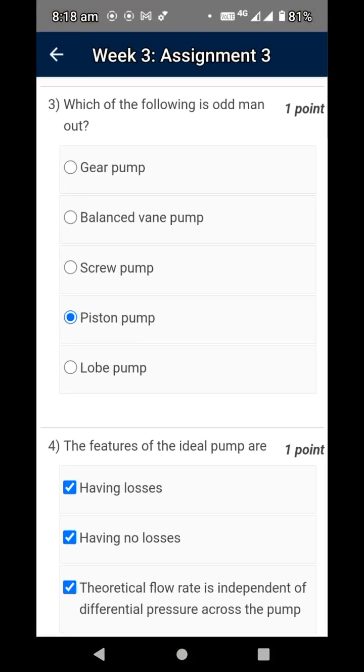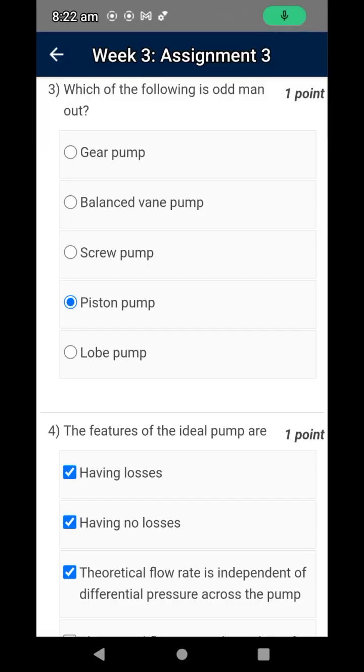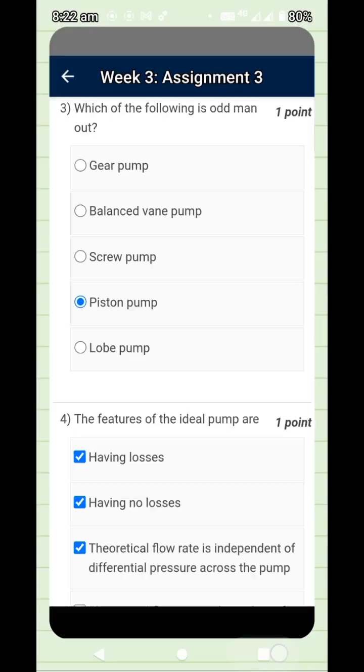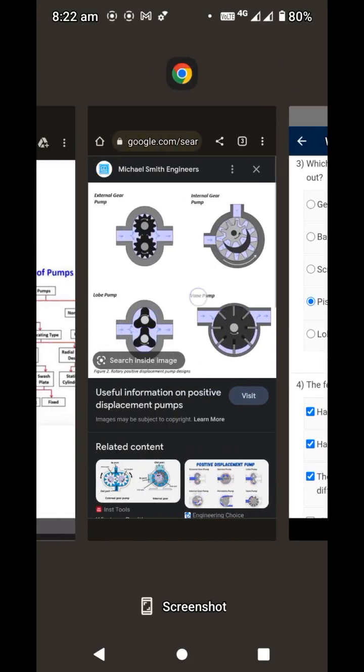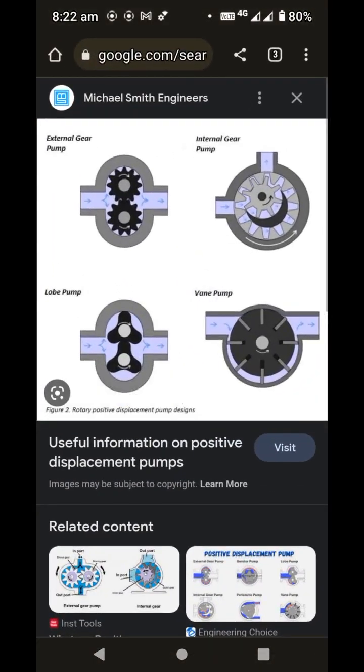And then the case of lobe pump is one of the models of external gear pump. In the case of lobe pump, it is one of the models of external gear pump. For example, check out this particular diagram. External gear pump.